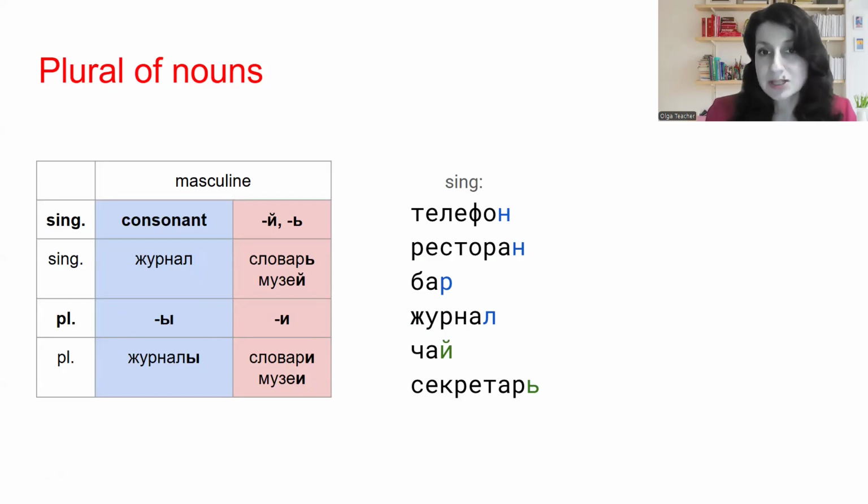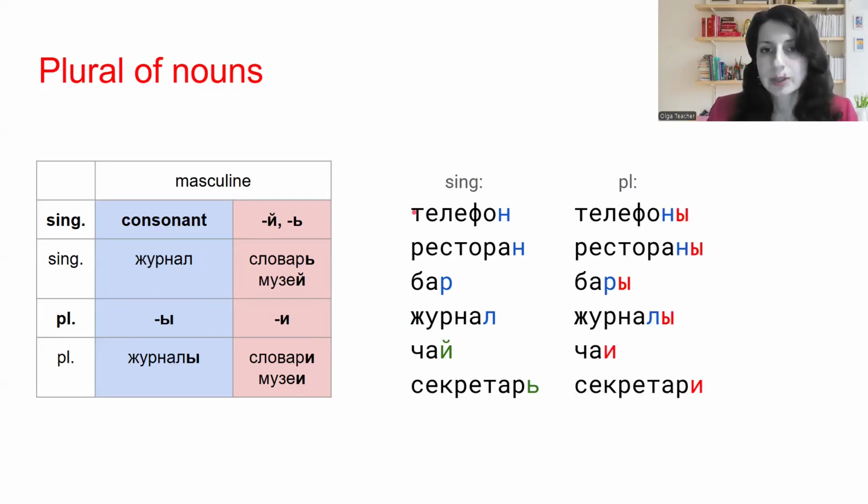Okay, now let's check your answers. Plural form of these words. So we have телефон, телефоны, ресторан, рестораны, бар, бары, журнал, журналы, чай, чаи, секретарь, секретари.